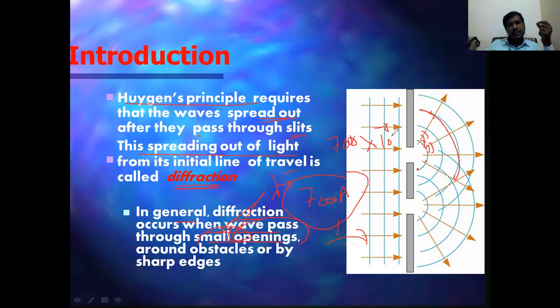7,000 times 10 to the power of minus 8 centimeters. If I keep centimeters, this is going to be 7 into 10 to the power of minus 5 centimeters. If I want to keep millimeters, it's going to be 7 into 10 to the power of minus 4, which is very, very small, and it's not easy.